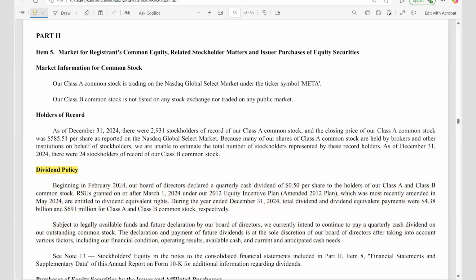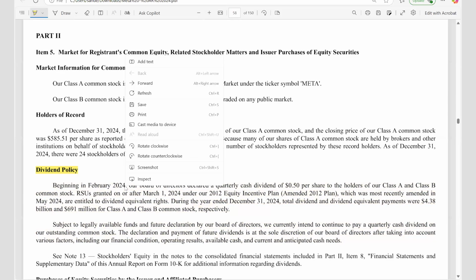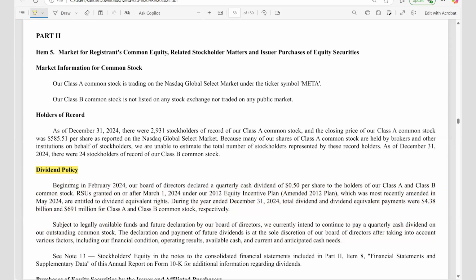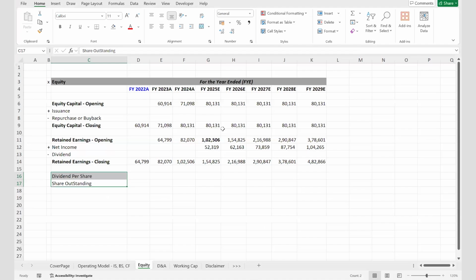So it says beginning February 2024, the company decided to pay a quarterly dividend of 0.50 per share, 50 cents per share. But this is in 24. We are in 25, and we need the dividend for 25 also, not for 24, right? The year 2025 dividend has to be decided.